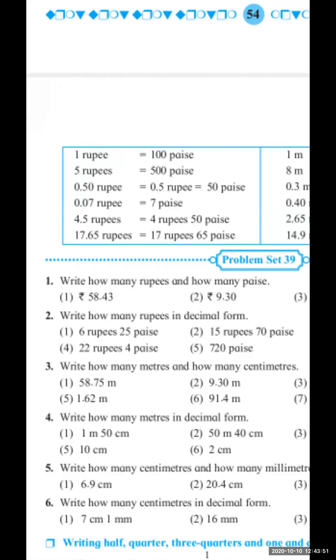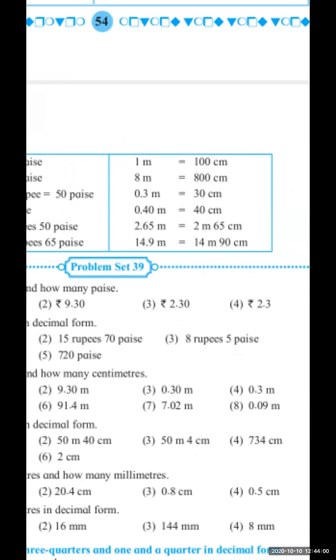Like say 17.65 rupees means 17 rupees 65 पैसे. Okay. Now next, 1 meter is equals to 100 centimeter. Everyone knows 1 meter is equals to 100 centimeter. So 8 meter is equals to 800 centimeter. सेम वैसे जैसे हम लोगों ने पैसे देखा, 1 rupee is equals to 100 पैसे. So 8 rupees is equals to 800 पैसे. Like that 1 meter is equal to 100 centimeter, so 8 meter is equal to 800 centimeter.